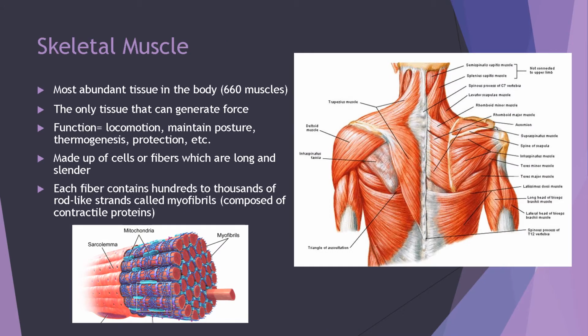So let's review the function of skeletal muscle. It's so important. It's the most abundant tissue in the body. We have 660 muscles. It's the only type of tissue in the body that can generate force. Obviously, it's the only reason why we can perform any type of movement, including locomotion. It's also helpful in maintaining our posture, body temperature, and it does actually provide some protection to our internal organs.